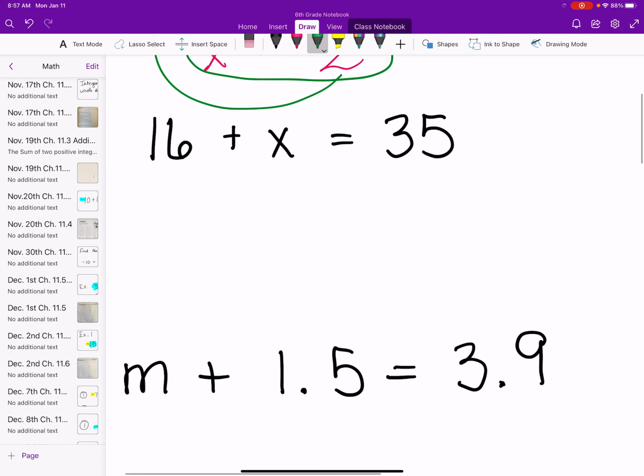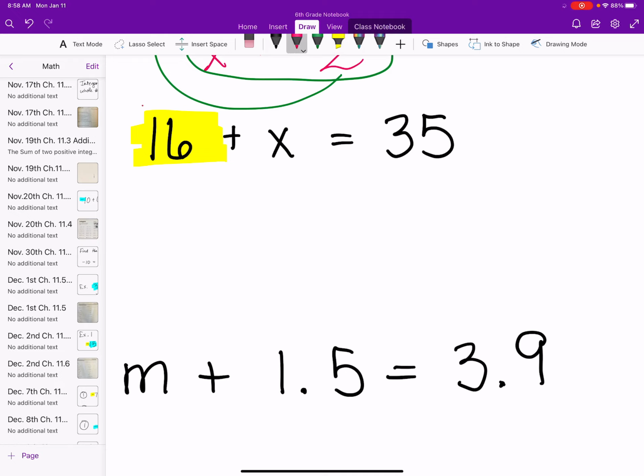Let's try another one here. So I have 16 plus x, so 16 plus some amount is going to equal 35. You could do this mentally, but I want you to show me your work. I want you to work it out. So I look here, and there is a 16 with my x, and I don't want that. I want x all by itself on one side of the equal sign.